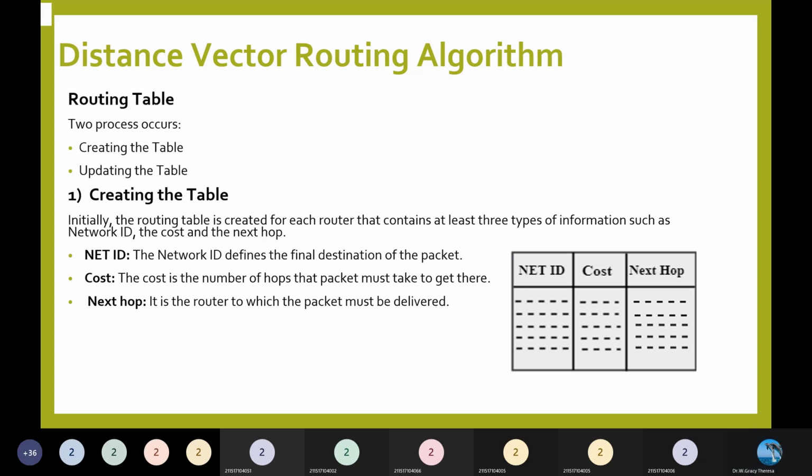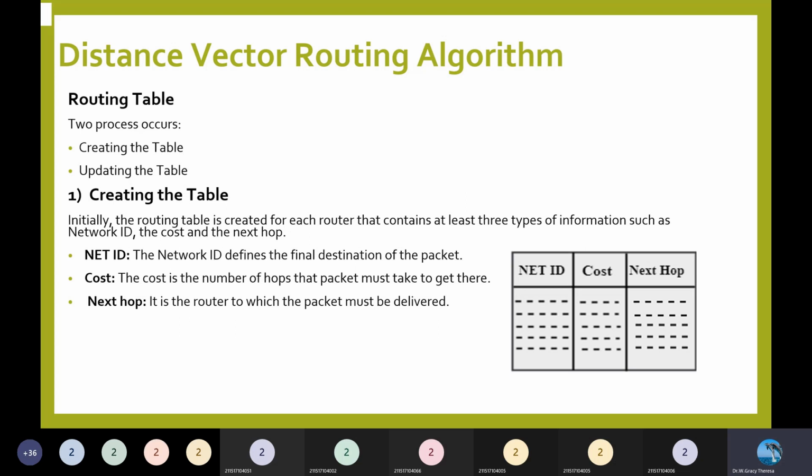Okay, so creating the table. What do we do in creating the table? Initially, the routing table is created for each and every router. Each router has its own routing table, and in the distance vector routing algorithm it has three pieces of information. One is the network ID and the cost. It has to know about its neighbors and the number of hops it needs to reach the destination. It has the cost as well as the number of hops. So these are the three pieces of information it has to know: the network ID, the cost, and the next hop.